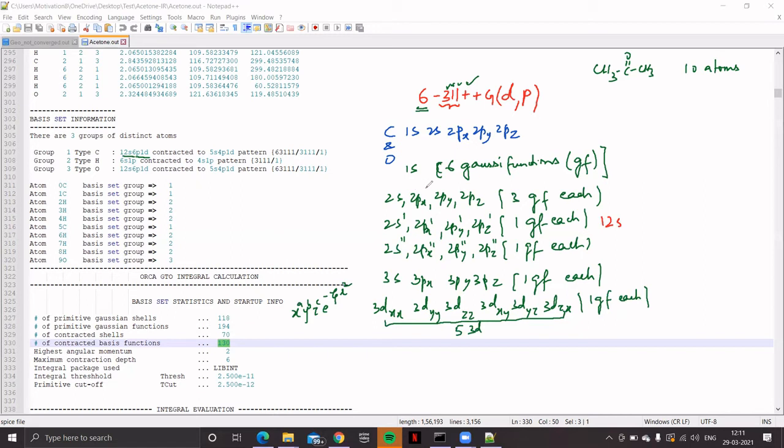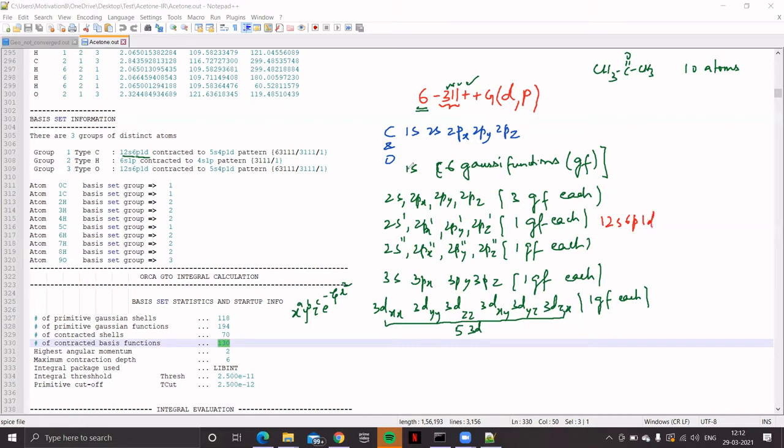For p, how many Gaussian functions? Add this. 3 for each 2p, 1 for this particular 2p dash, 1 for this 2p double dash, 1 for this 3p. So 3 plus 1 plus 1 plus 1. Total it will be 6p's. 6p Gaussian functions, that's the meaning of 6p. And 1 for each d, that is 1d. That's the terminology for this.